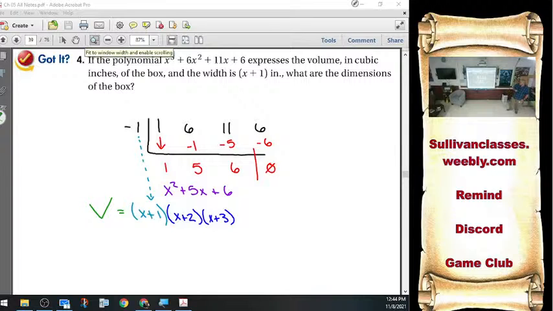Okay. Once I get to my factored form, 3 different factors. It says the polynomial is volume. Gotcha. Width is x plus 1. What are the dimensions of the box? Well, I know that's the width. It doesn't really tell me anything else, right? Unless you got something smarter than me right now, I don't know how to differentiate which one's height and which one's length.